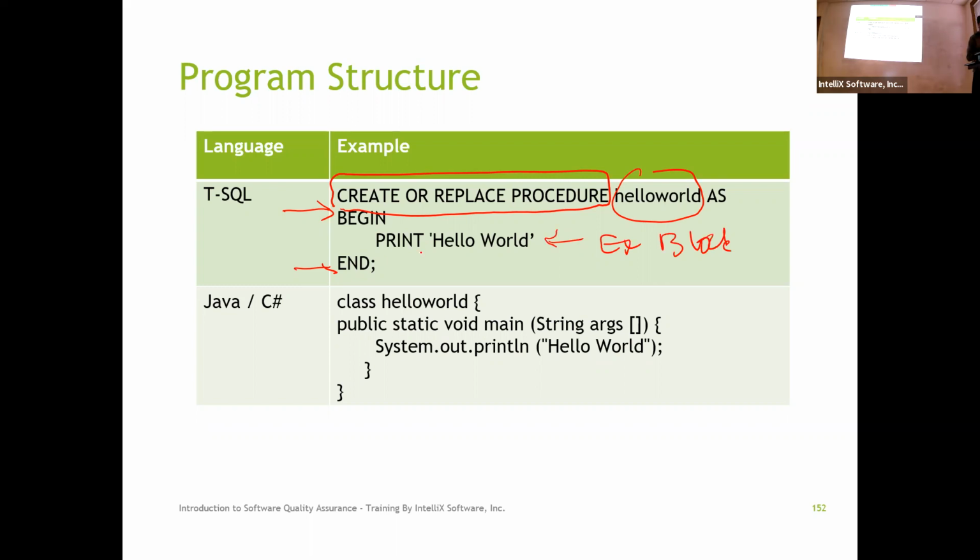Same program, if you write it in Java or C#. Hello world here is the name of the block. Within that, there is a method call, and then there is the execution code. So both of these forms have execution code. This is the main block within that hello world block.